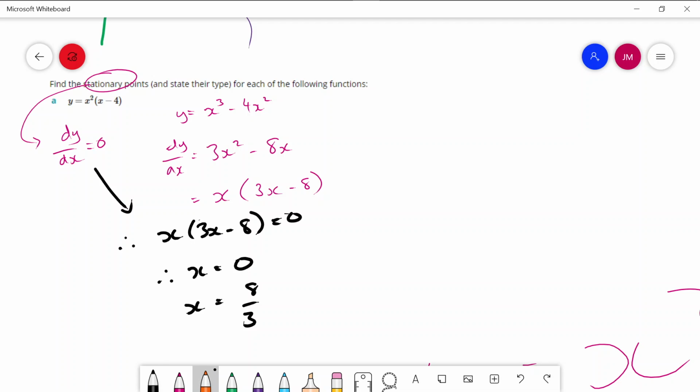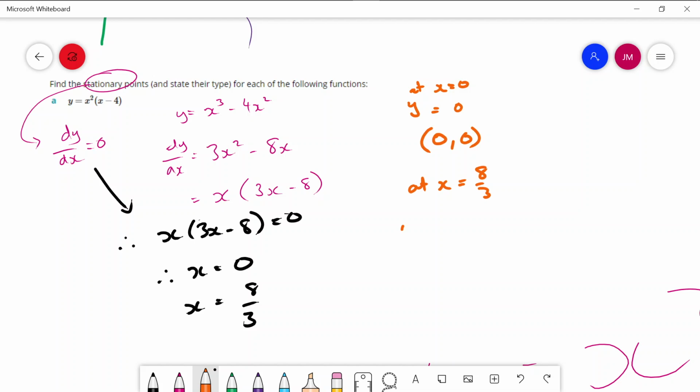So to find the stationary points, we have to sub those back into our original equation. And we can do that with this top one up here if we wanted to, or we can do the factorized form. So let's say at x equals 0, y would equal, what would that be? It's going to be 0. So that's one stationary point, and the other stationary point is at 8/3.